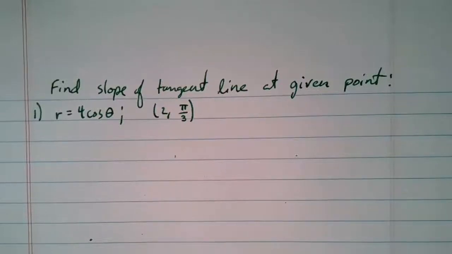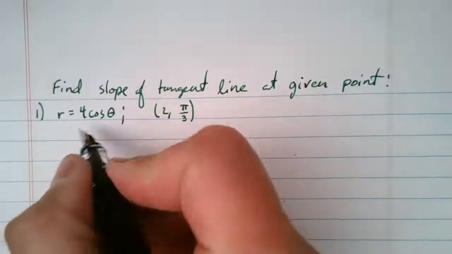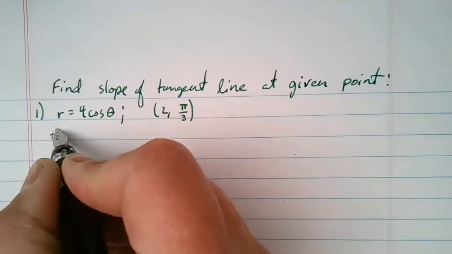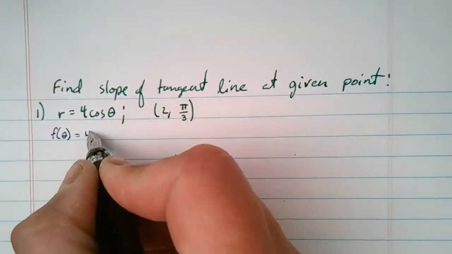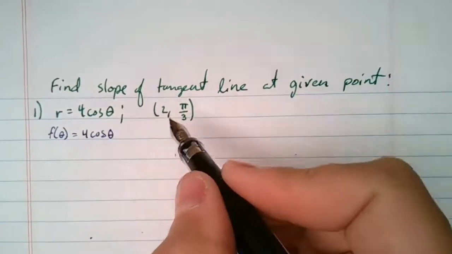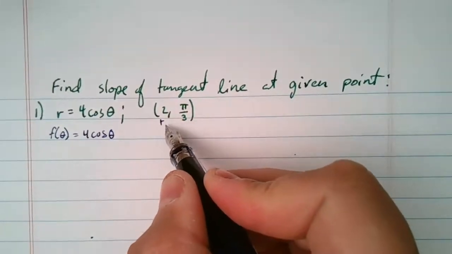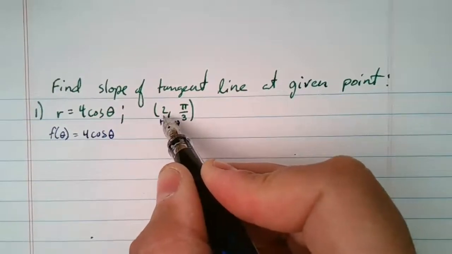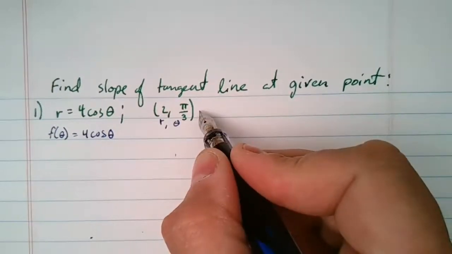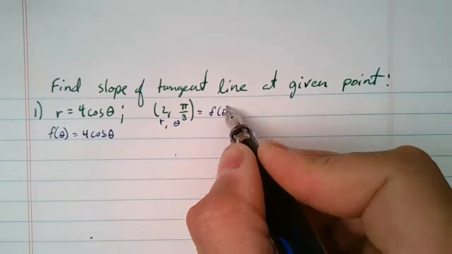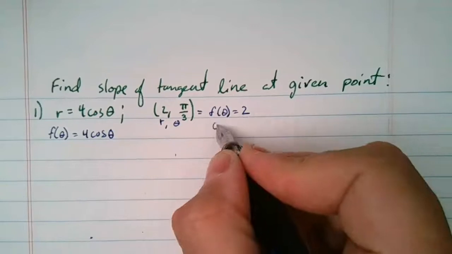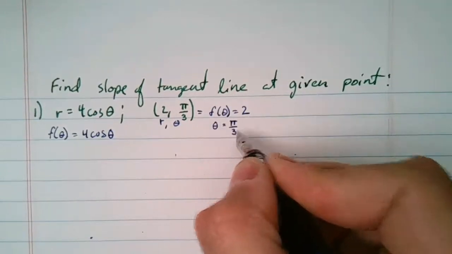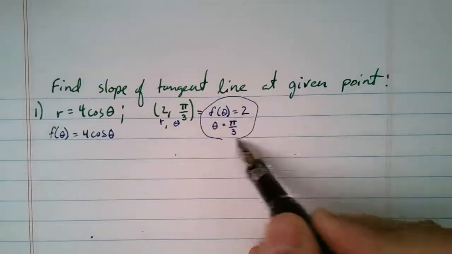Alright guys, so we've been asked to find the slope of a tangent line at a given point for the equation r equals 4 cosine theta at the point 2 comma pi by 3. Now, this equation here is f of theta. And our point that we've been given is r comma theta. So this is r, or another way to say this would be f of theta equals 2 and theta equals pi by 3.